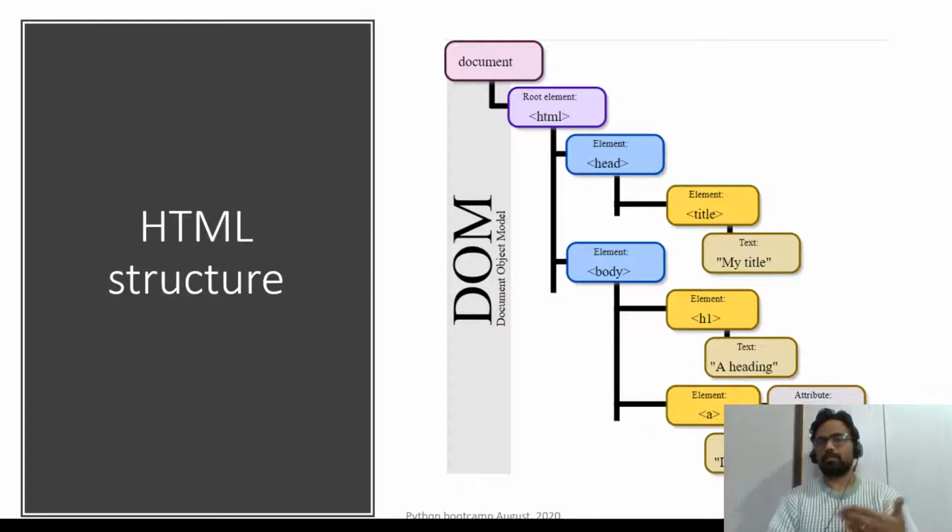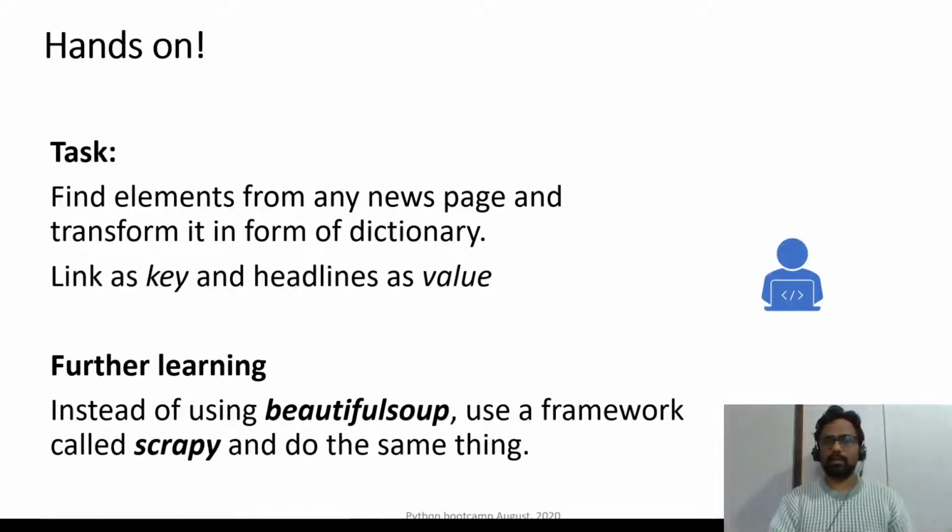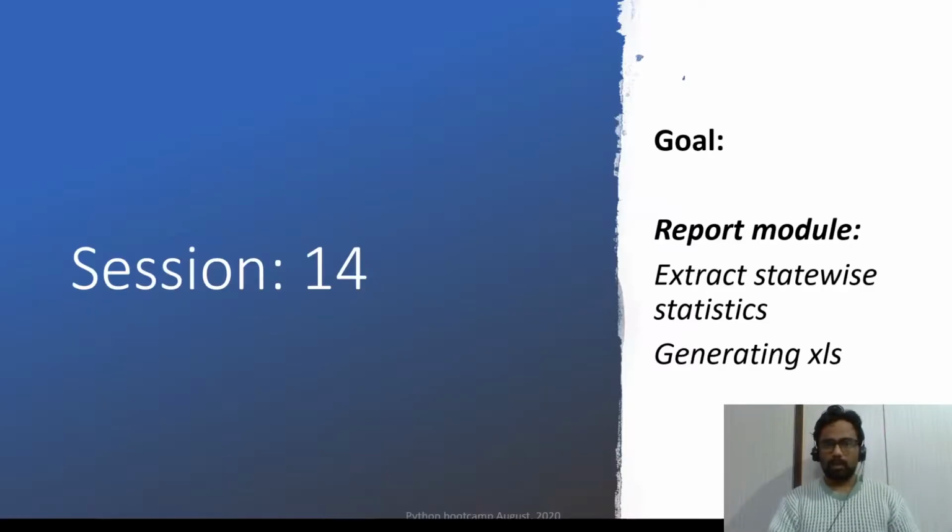It defines that. So that is why it's called the document object model. So how the data is organized inside the document. So hands-on is you repeat the same thing, and maybe you read about other libraries. And then let us get into today's session.